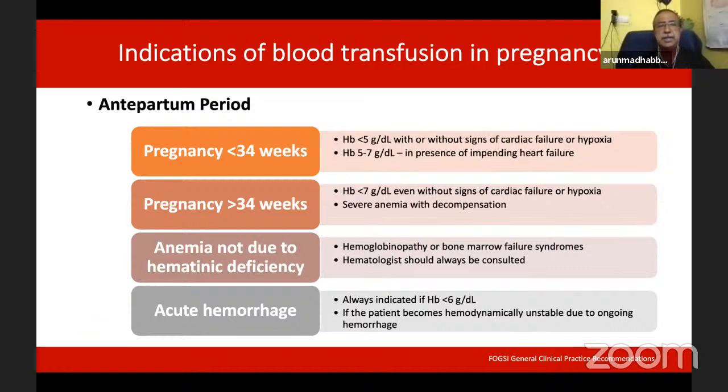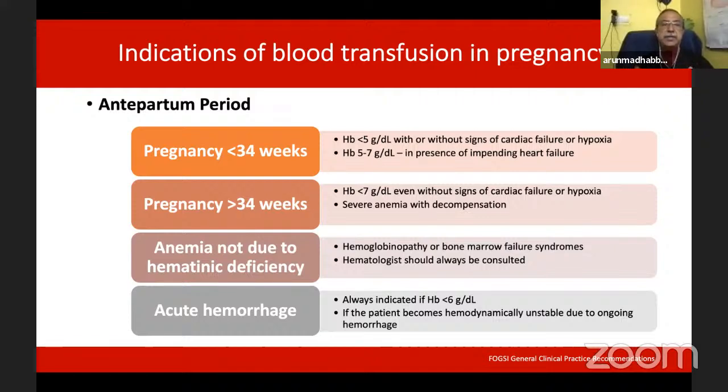So during pregnancy, in the antepartum period, especially when the pregnancy is less than 34 weeks, the indication for blood transfusion is when hemoglobin is less than 5 gram per deciliter, with or without signs of cardiac failure or hypoxia. In between 5 to 7, we'll go for transfusion in the presence of impending cardiac failure. But when the duration is more than 34 weeks and the hemoglobin is less than 7 gram per deciliter, even without signs of cardiac failure, we'll have to think of blood transfusion, maybe even a component therapy, because we do not have much time till delivery.